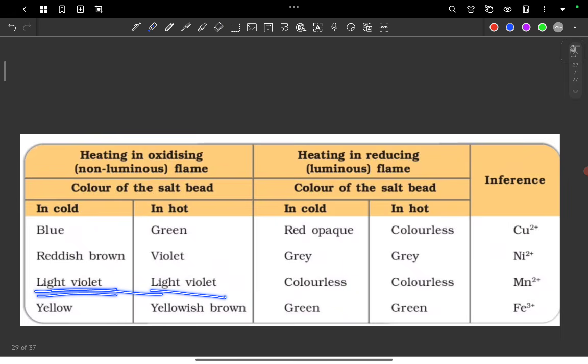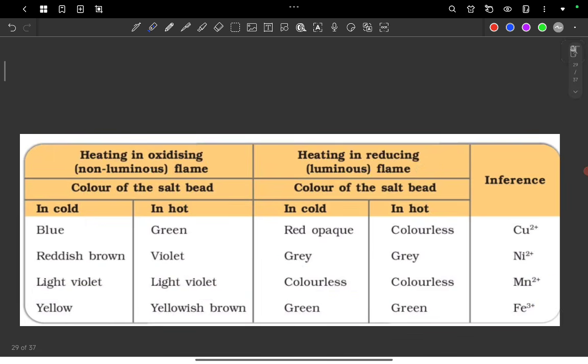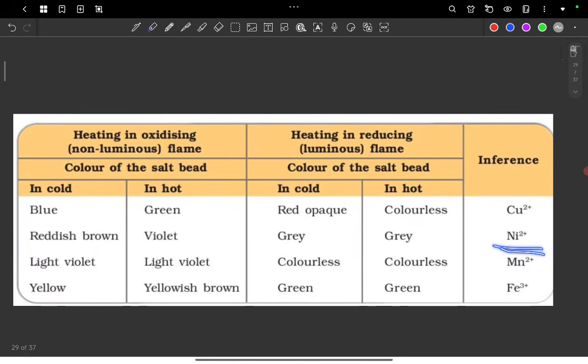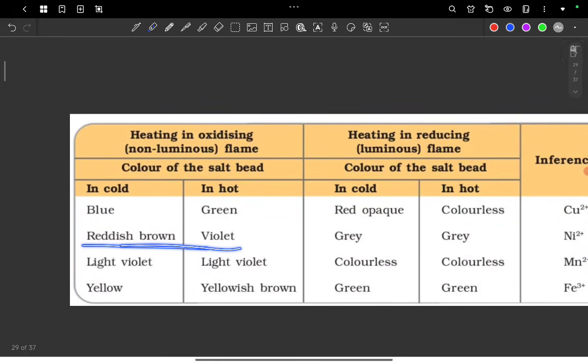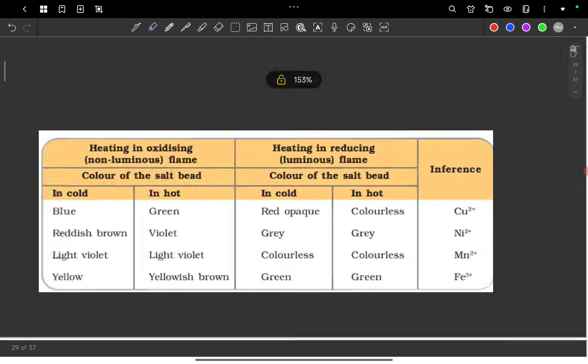Poor guy was light violet, happy in oxidizing flame. But as soon as you put reducing flame, all the colors reduced to colorless. Poor man. You can't help but feel bad for manganese. And the same thing happened with nickel. It was happy, reddish brown violet, and as soon as you heated it in reducing flame, it became grey. It lost all colors of life. You have to feel bad for nickel too, and manganese, the poor brothers.